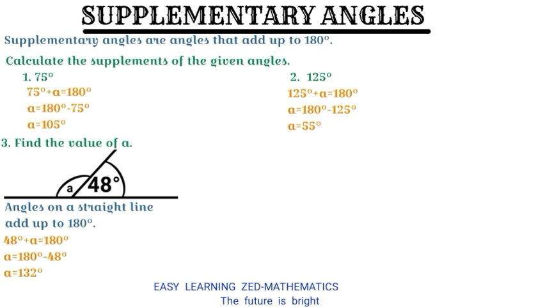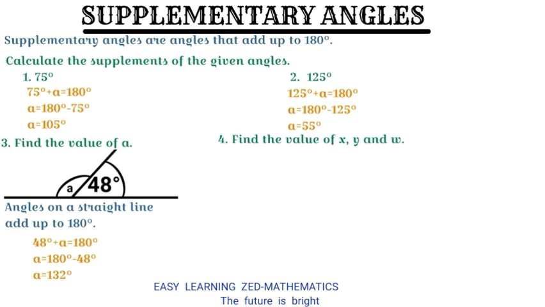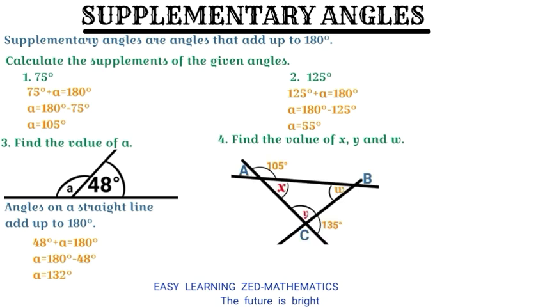Okay, now let's come to question 4. Question 4 is find the value of X, Y, and W in this diagram. So this is the diagram we have. They're asking us to find the value of X, Y, and W. So we need to find the value of X, Y, and W.